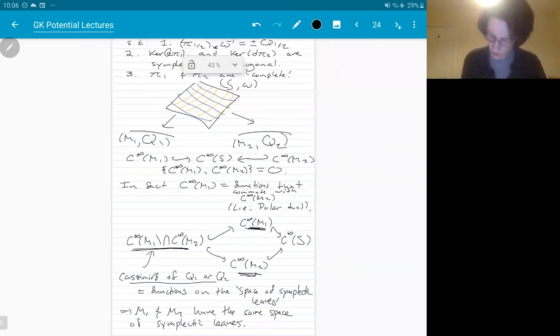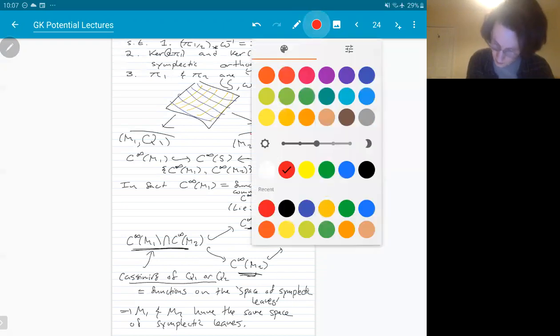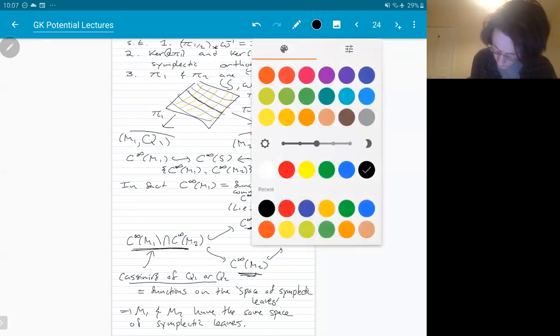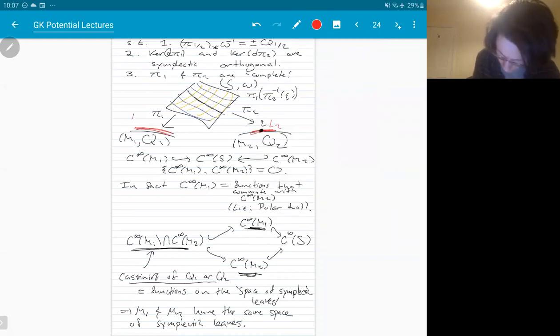And you can actually define the correspondence explicitly. Say you take a symplectic leaf over here, let me draw it here, L2. I can take a point Q. I look at the fiber above it and I project this fiber. So here's pi 2, here's pi 1. I take pi 2 inverse of Q, and then I project it down with pi 1, and that will give me a symplectic leaf down here, L1.